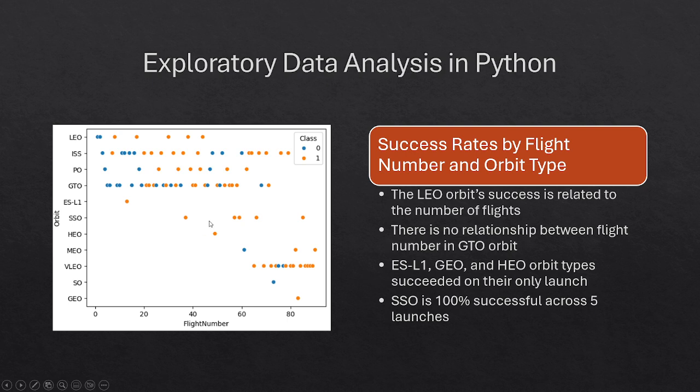This SSO orbit type, 100% successful. Now, these other ones that we noticed in the previous bar chart, ES-L1, HEO, GEO, yes, 100% successful, but also only occurred once. So not exactly a relationship that I would say is reliable.